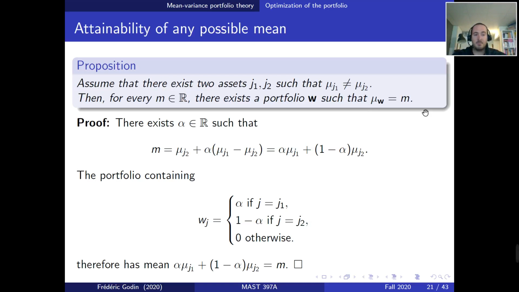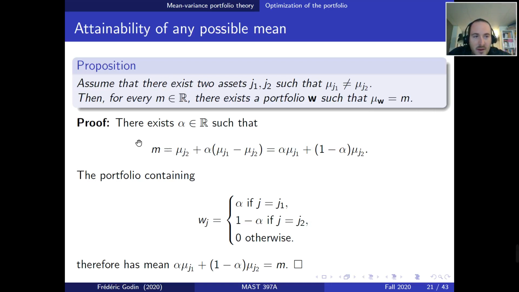So the idea here is that portfolios with very high expected return, of course, will have very high risk. Okay, so there's no free lunch here. It doesn't mean that you can magically make as much money as you want without taking any risk. So very high return means very high risk also. So let's prove that statement.